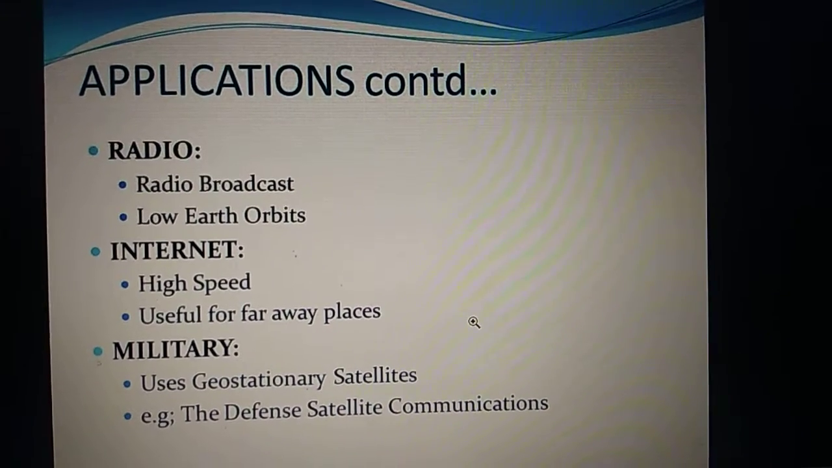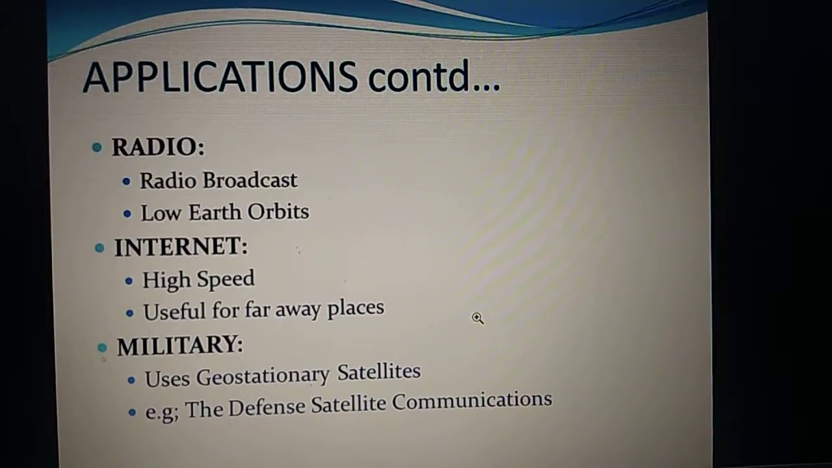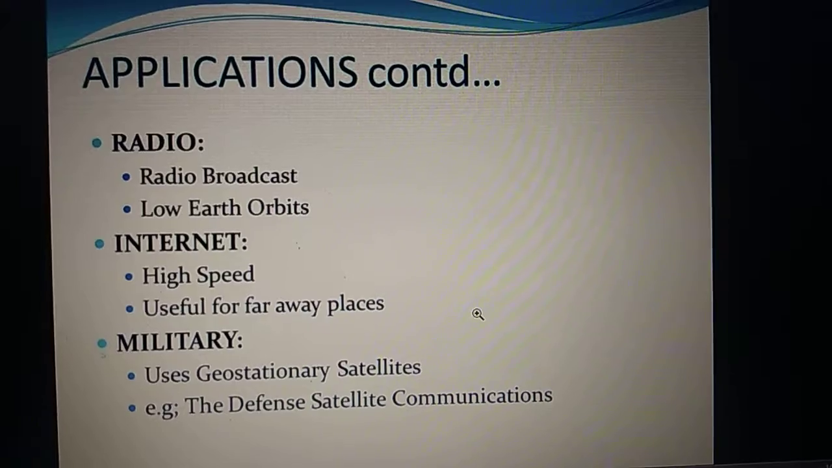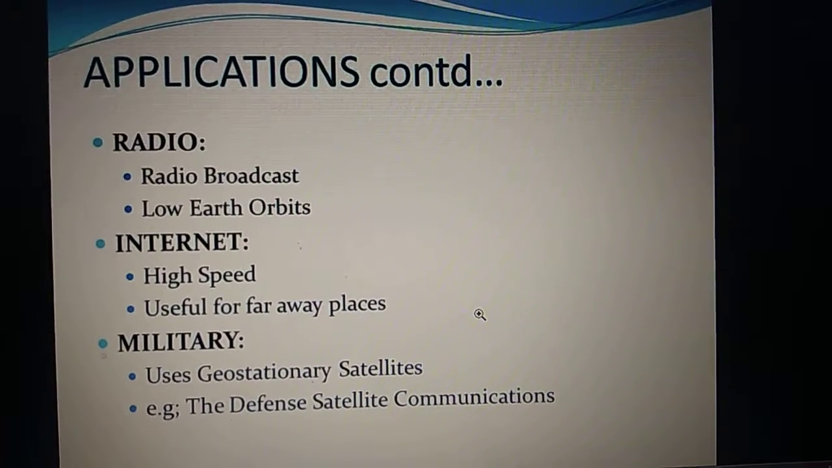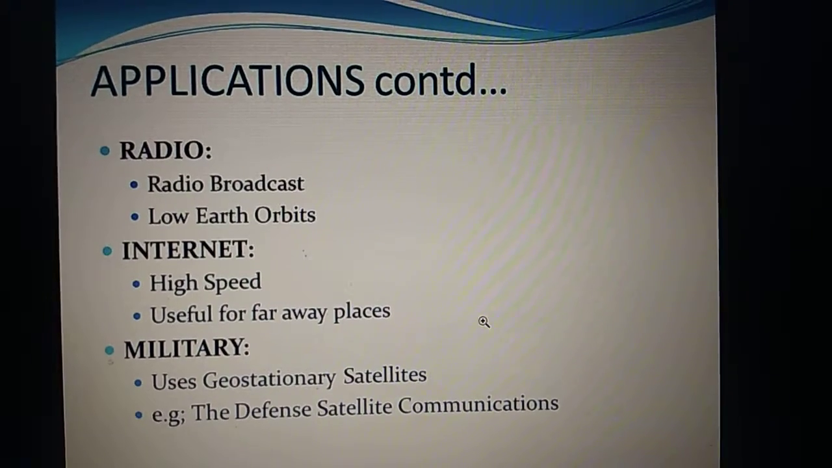Applications of communication satellite. In radio broadcast, low Earth orbit. In the internet, it is high speed and useful for faraway places. In military, it uses geostationary satellites, for example the defense satellite communication.